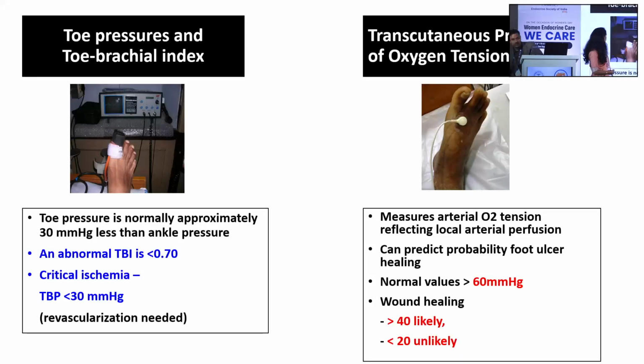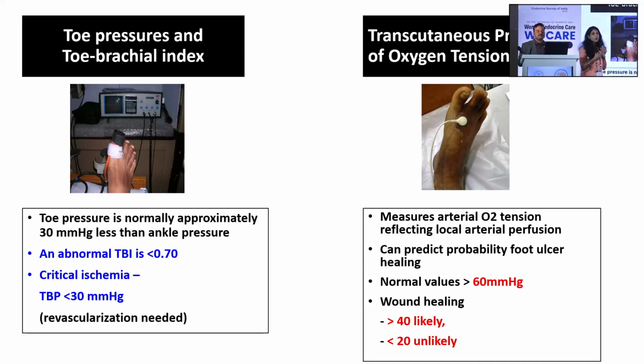Then you can also have the toe pressure and brachial index, and the transcutaneous pressure of oxygen tensions, which you can use to predict wound healing. It's a sensor applied which measures the arterial oxygen tension, reflecting the local arterial perfusion, mostly for predicting ulcer healing. If it's more than 60, we say it's normal. Up to 40 is acceptable. Anything less than 20 would suggest a poor prognosis and the need for surgical interventions.